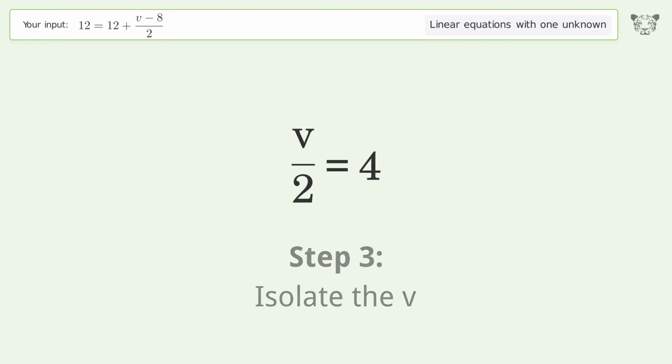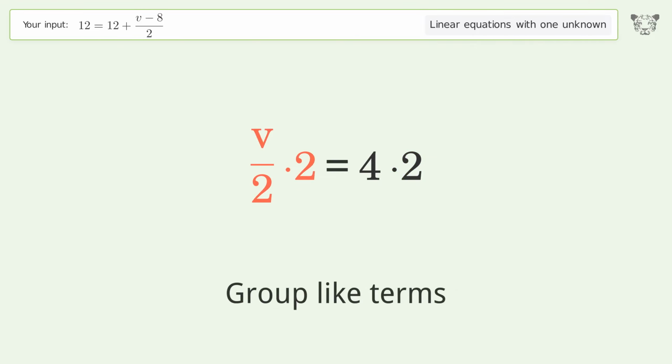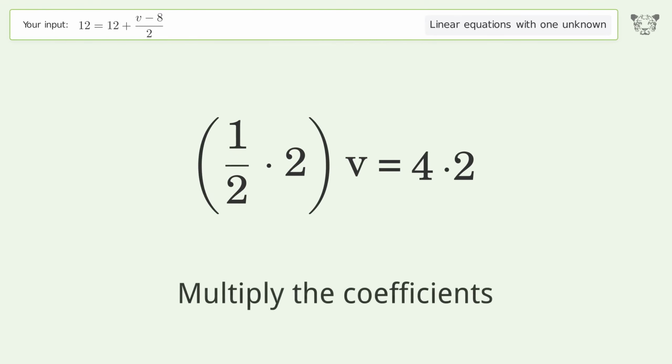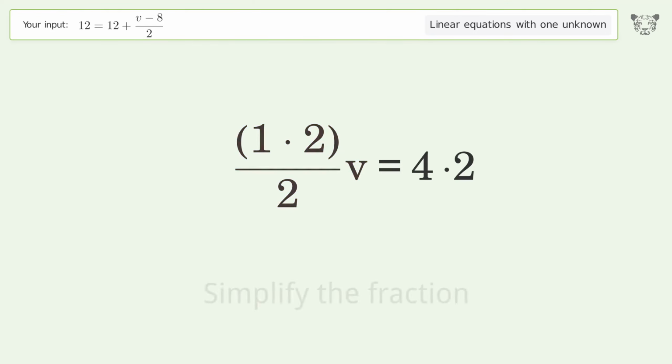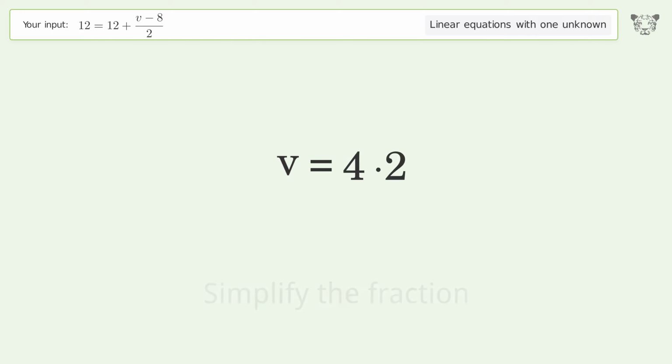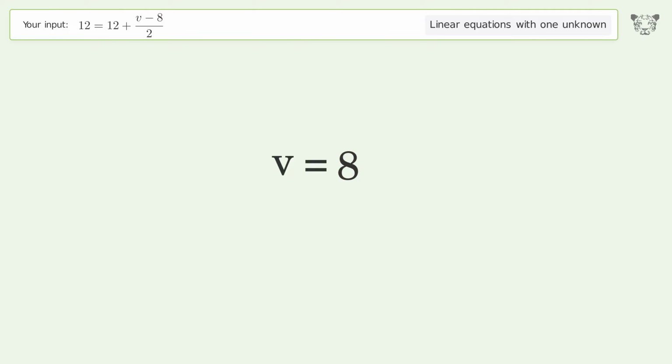Isolate the v. Multiply both sides by 2. Group like terms. Multiply the coefficients. Simplify the fraction. Simplify the arithmetic. And so the final result is v=8.